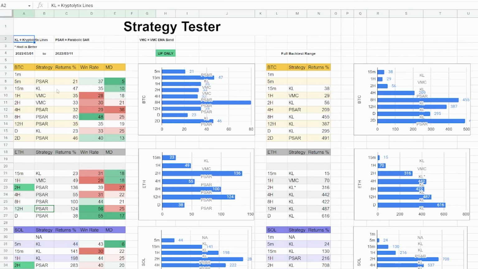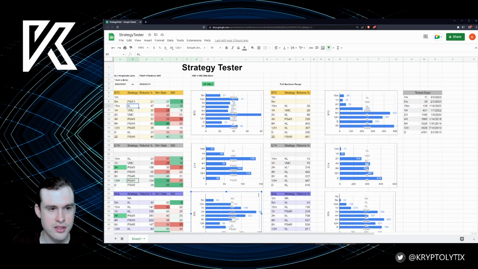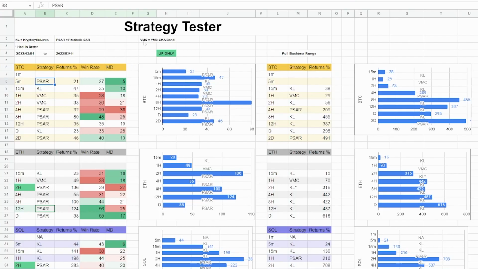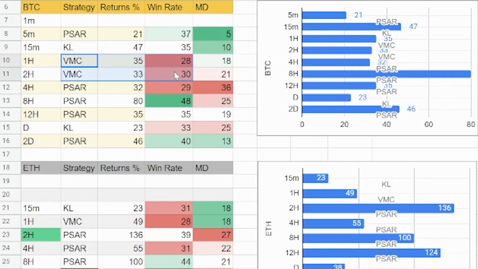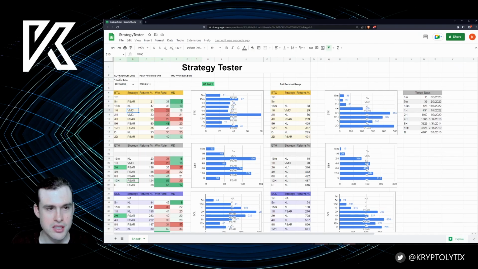So KL is the Kryptolytix lines. PSAR is the parabolic SAR strategy, and then VMC is, as I mentioned prior, the Fu Manchu based ribbon as a band. And you can see it doesn't perform as well. In some circumstances it does okay, but the best I've found are the Kryptolytix lines and the PSAR.